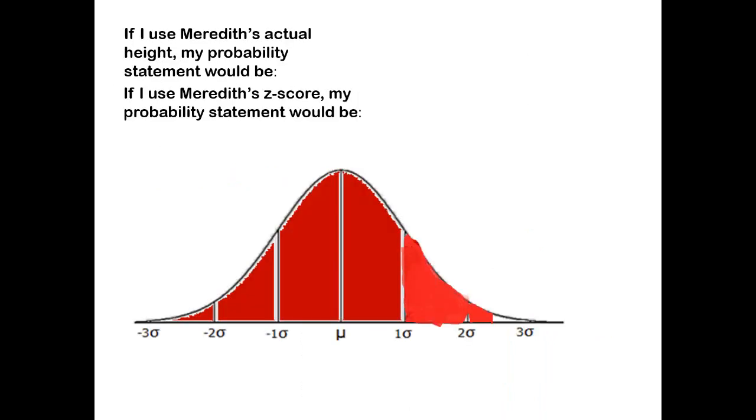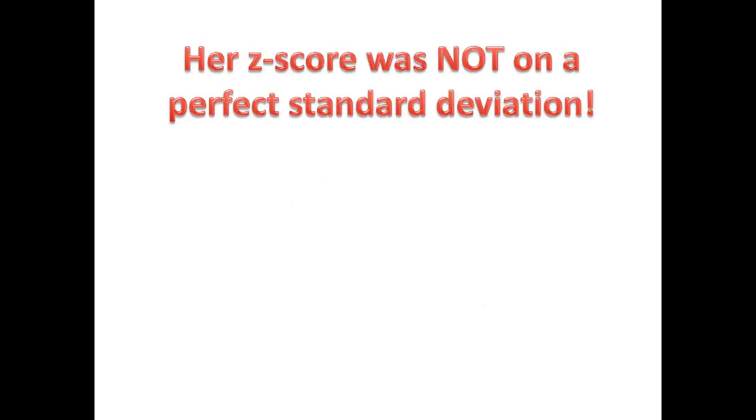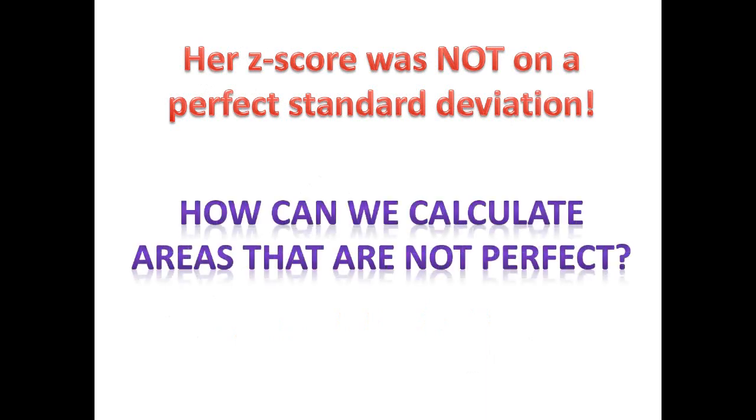Well, when I plot that, we see that we have our z-score. Here's our 2, here's our 3. We're going to go halfway in between those two. So we're looking for the probability that an 11-year-old girl is less than 70 inches, or the probability that a z-score is less than 2.5. But in this case, her z-score is not a perfect standard deviation. So how can we calculate the areas when they're not perfect?